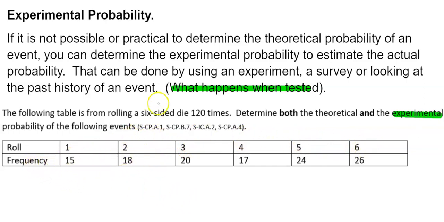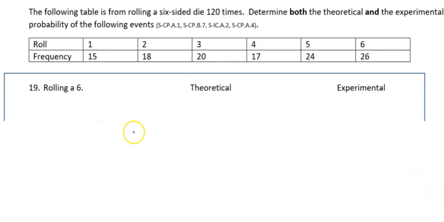The frequency says I'm going to roll this 6-sided die 120 times, and every time one of the faces lands up, I'm going to record how many times it happened. So frequency is for experimental probability. It's how many times we actually rolled that number. This is saying we rolled the 6-sided die 120 times. 15 of those rolls were a 1. 18 of those rolls were a 2. 20 were a 3. 17 were a 4. 5 happened 24 times, and 6 happened 26 times. We are going to use that for experimental probability.